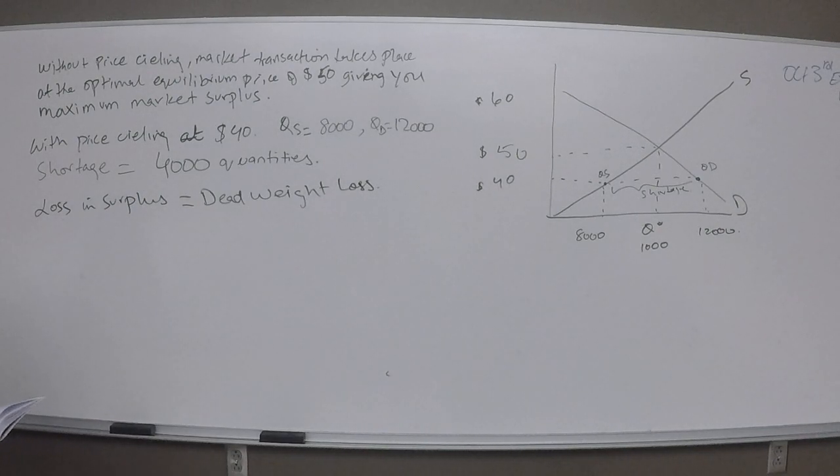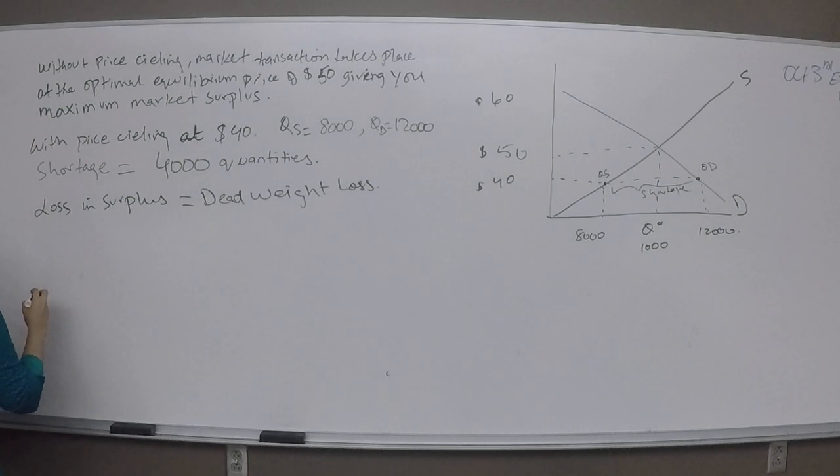Deadweight loss means loss that shouldn't have occurred but occurred because of government intervention. So because there was a price ceiling in place, that's why the loss occurred. If we had let the market operate on its own, the loss would not have occurred. So loss in surplus is equal to deadweight loss.